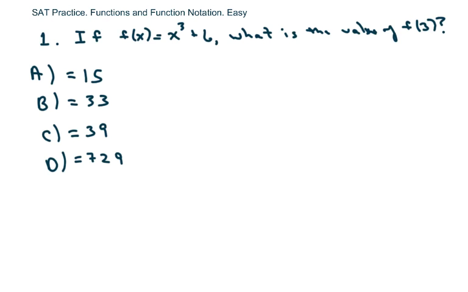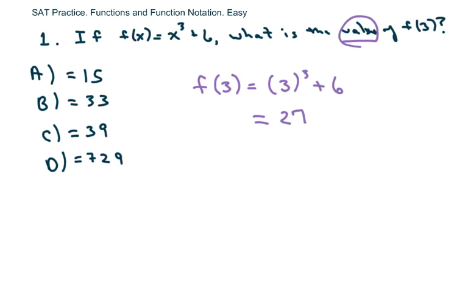Basically, they give you a function f of x equals x cubed plus 6, and they want to know the value of f of 3. All we're going to do is everywhere there's an x, you put a 3. That's your input value. So we get 27 plus 6, which equals 33.